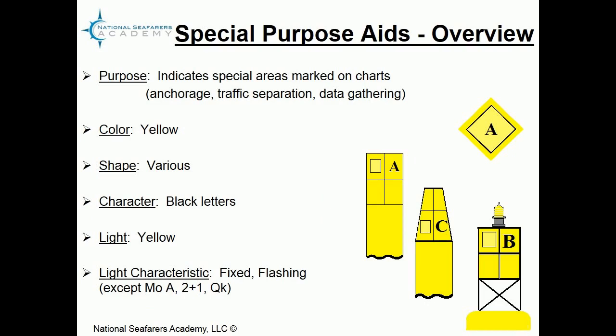Special marks are yellow in color and, if lighted, display a yellow light. The light characteristic can be fixed or flashing, but cannot be quick flashing or composite group flashing. Yellow lights have no lateral significance.